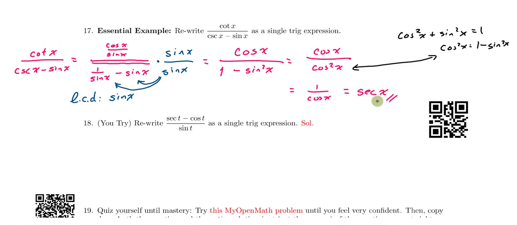Okay? This is going to take some practice, and this is a skill that you will need to develop for both Calculus 1 and Calculus 2: being comfortable with manipulating these trig expressions.